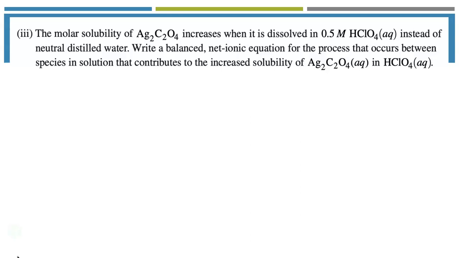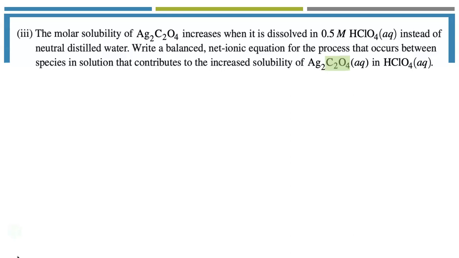And the last part of the question: the molar solubility of silver oxalate increases when it is dissolved in 0.5 molar perchloric acid instead of neutral distilled water. Write a balanced net ionic equation for the process that occurs between species in solution that contributes to the increased solubility of silver oxalate in perchloric acid. So what we need to do is shift this equilibrium to the right. We want to get more products in solution. We want more ions of silver and more ions of oxalate in solution.